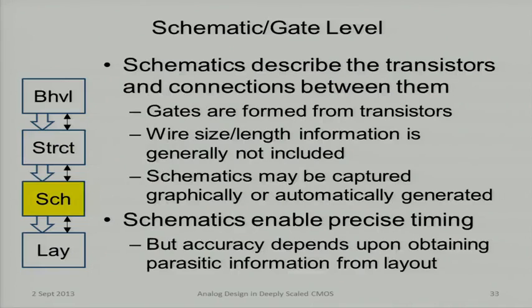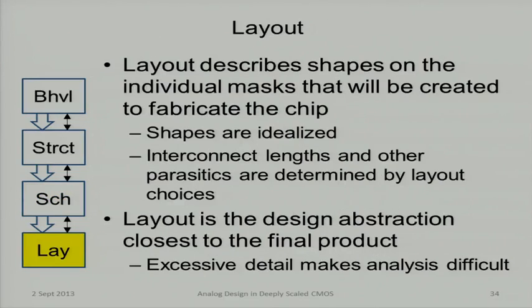Schematic and gate level describes the transistors, the connections between the transistors. Here I get timing information: nanoseconds, picoseconds, actual frequencies of operation. And so I get precise timing, but the accuracy depends on getting good parasitics from the layout. And we heard that earlier. You want to extract the layout effectively to get good information here. And then finally you have layout. The idealized shapes. And I say idealized because as you go through optical proximity correction, of course, they change shape.